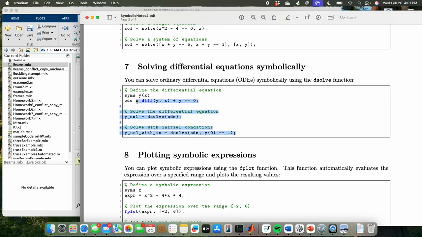So let me see if this will. Oh, it copies all this stuff. Oh my god. It gets all the numbers too. That's what it does. I gotta do line by line.